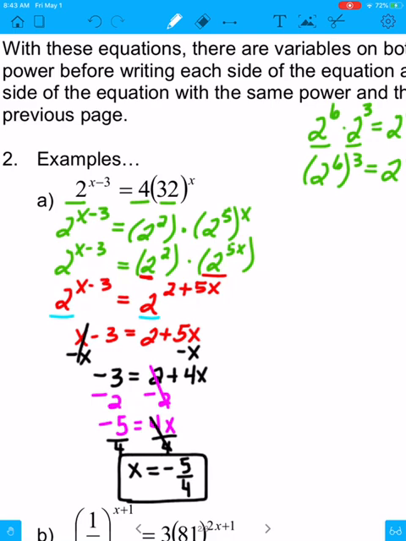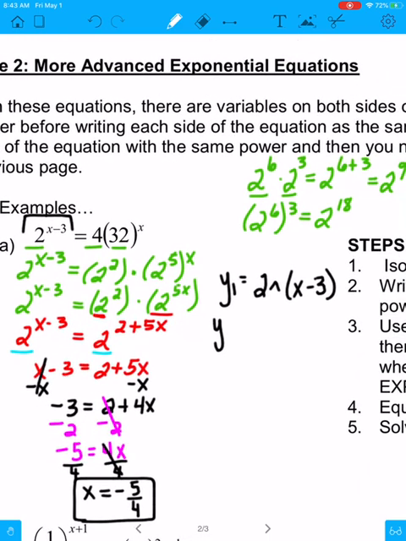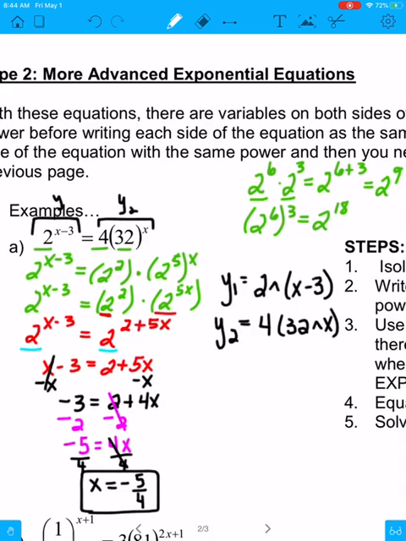Okay. Then once again, what would I do to check it? Well, I would go y1 equals the left side. So 2 to the power of x minus 3 in brackets, because I always put my exponent in brackets. Unless it's raised, then I don't have to. Some calculators raise the exponent. And then y2 equals this one. 4, bracket, 32 to the x. And then I do second trace 5, math enter, enter, and I'm going to get negative 1.25, which is negative 5 over 4. So it works.